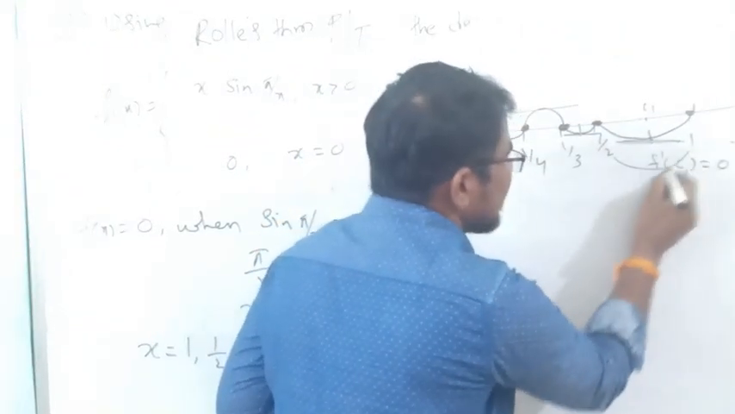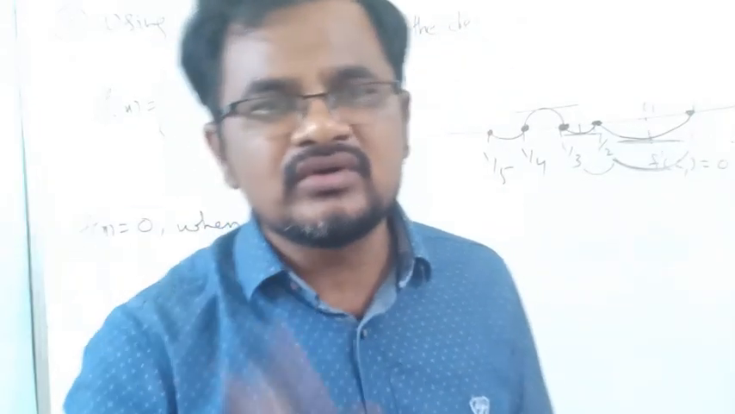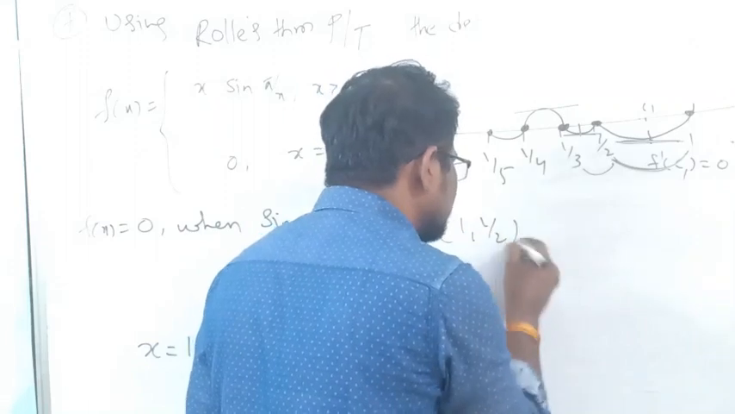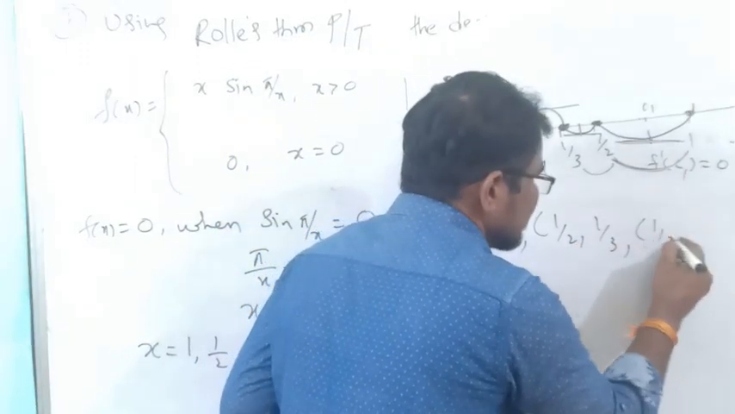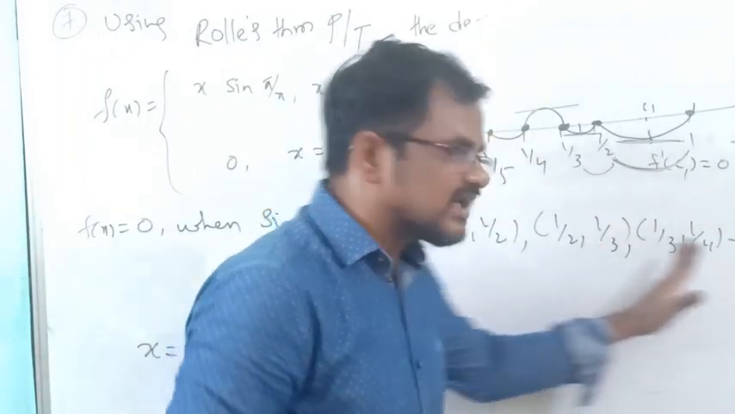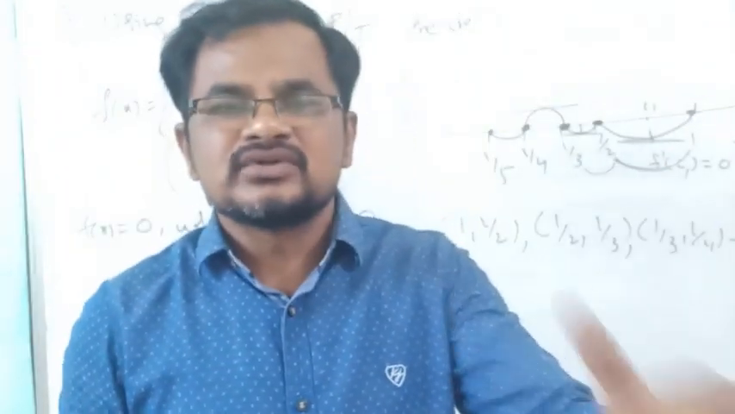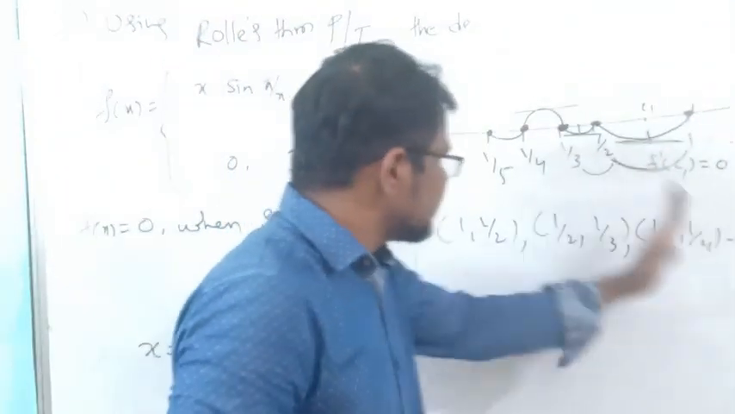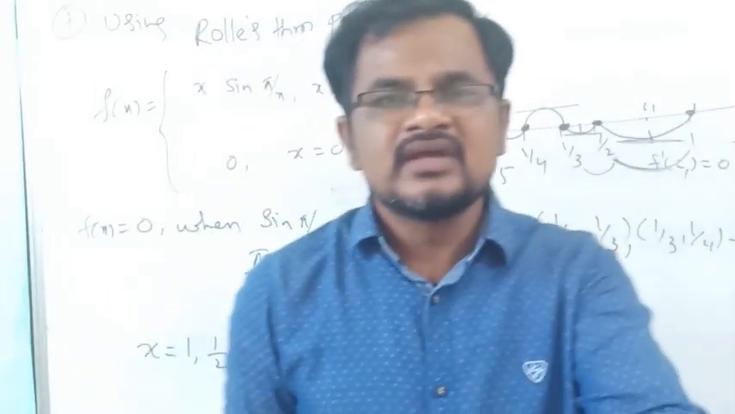Means in each and every interval there is a point where the first derivative equals 0. Right? Means 1 comma 1 by 2, 1 by 2 comma 1 by 3, 1 by 3 comma 1 by 4. In each and every interval there is a point where the first derivative equals 0. So that's why here also there is at least one point where the first derivative equals 0.